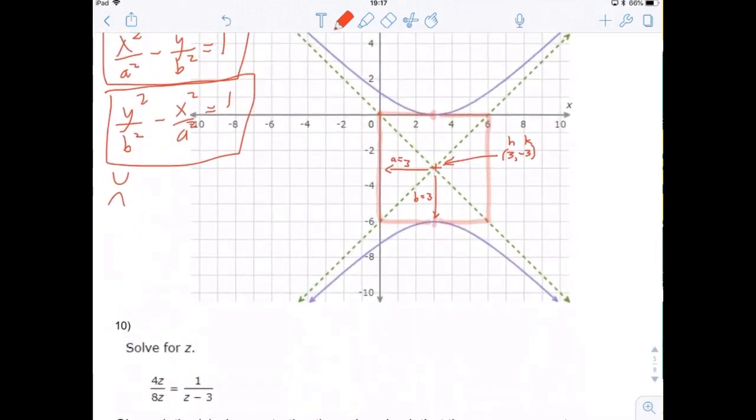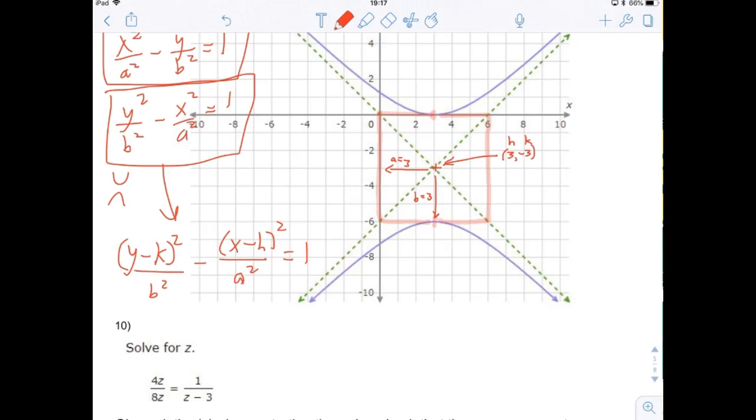Okay, last thing. The standard forms here don't show any translations, but we want a translation. In this case, we're doing the up-down one, so I'm going to show you how to translate this one. Remember that k is always associated with the y, so I'm going to subtract it here. X is associated with h, so I'm going to subtract it here.